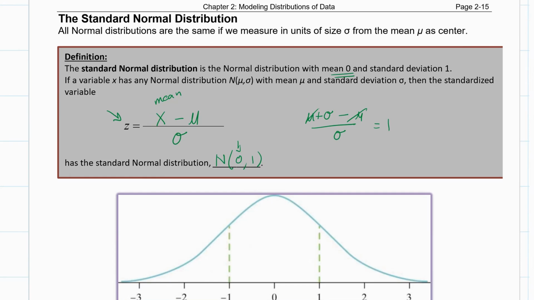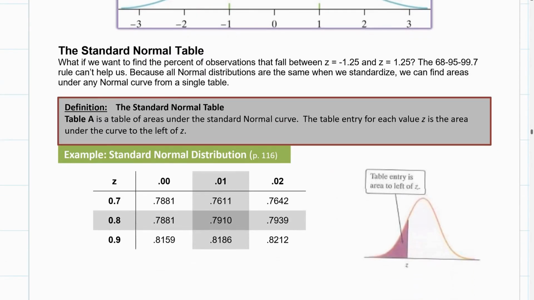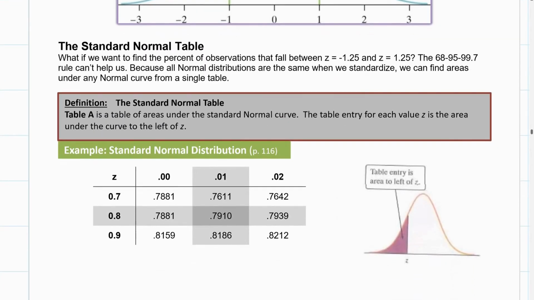Now, the reason why this is so very special is because we can use the standard normal distribution to do calculations of what proportion of some event falls in a particular range. With the 68, 95, 99.7 rule, we can do it if everything lies nicely on those one standard deviation above the mean, two standard deviations above the mean. But we've got an additional tool that will allow us to handle almost any standard normal calculation. And the way we do that is to use something called a standard normal table.